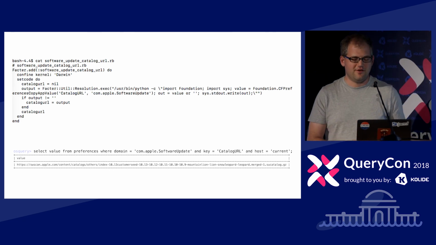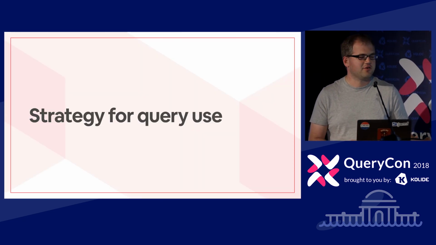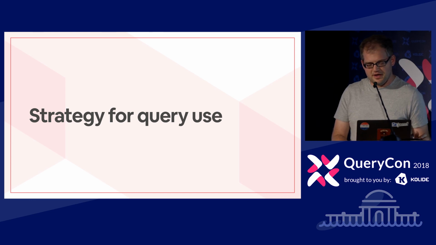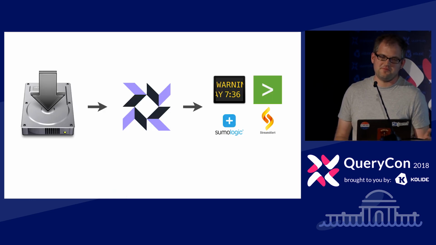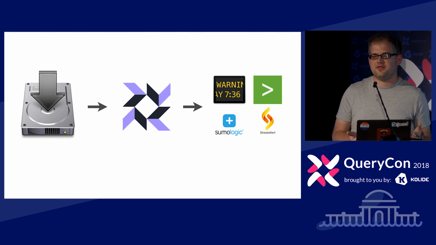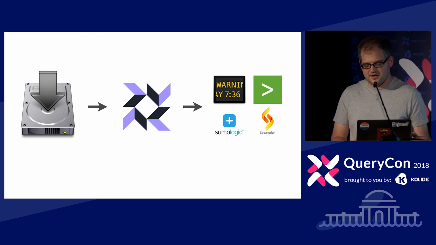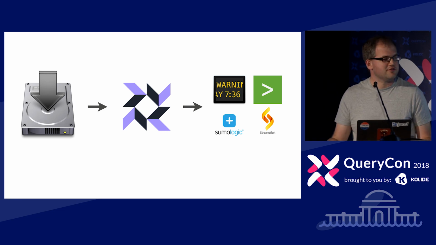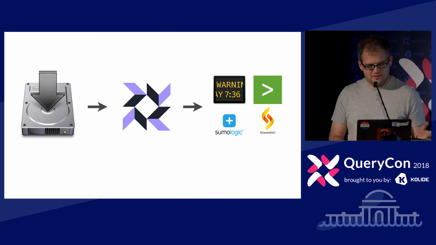So what I really want to talk about is a strategy for query use. I'm going to assume that by now you figured out how to install Osquery, and you have the logs or the results from it going somewhere. It might just be locally on your disk, so you're just querying them in console or looking at the text files. Or maybe they're going to a tool like Splunk or Sumo Logic or Streamalert, something that can process them, someplace you can search them. All of this can be fairly easily set up.